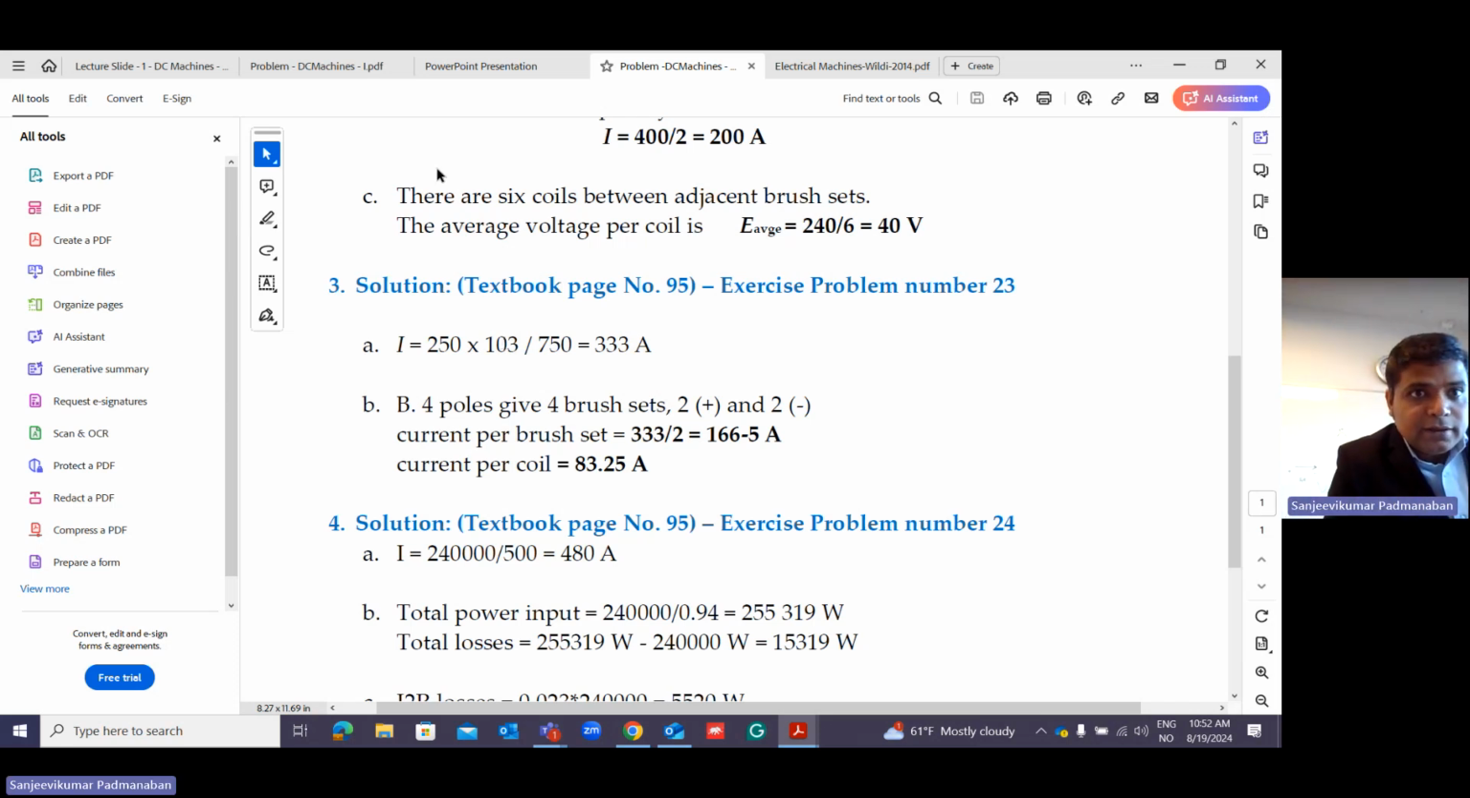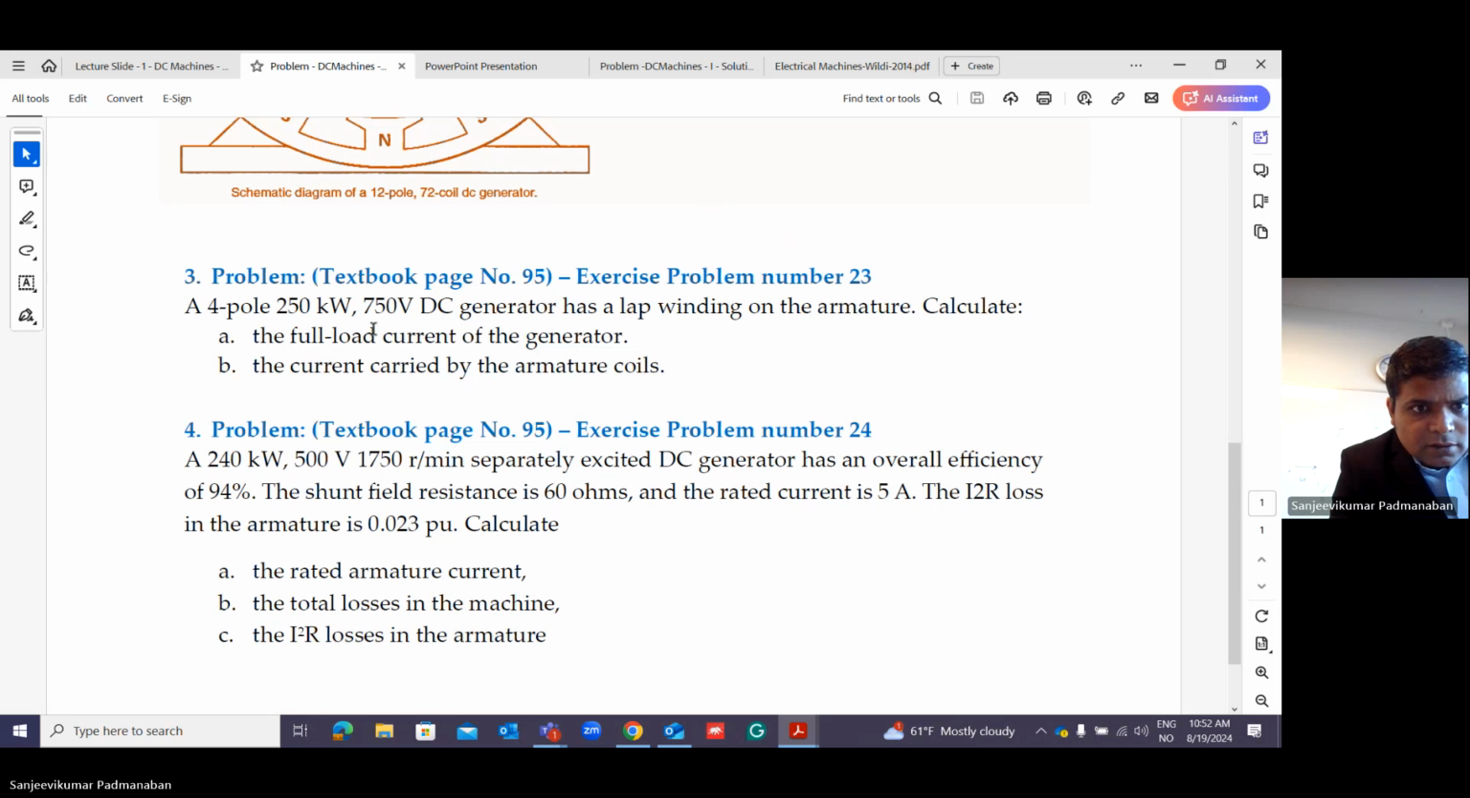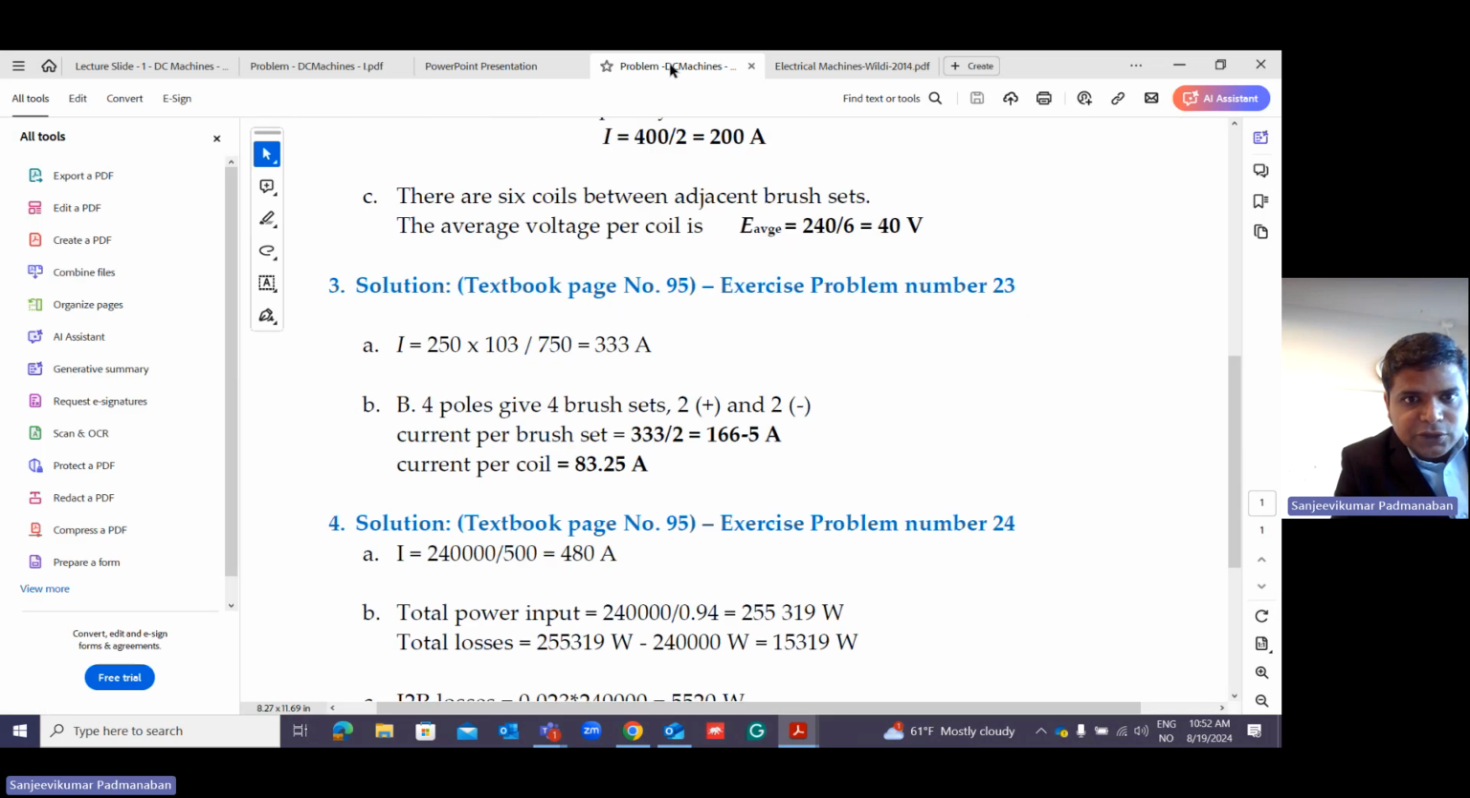What is the next one? Next question: the current carried by the armature coil. What is the current carried by the armature coil? They are asking you. For that, what we have to do?